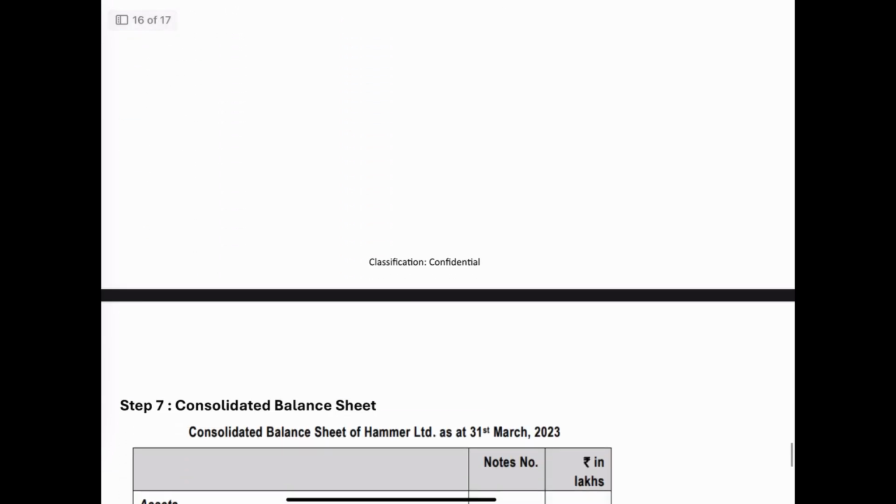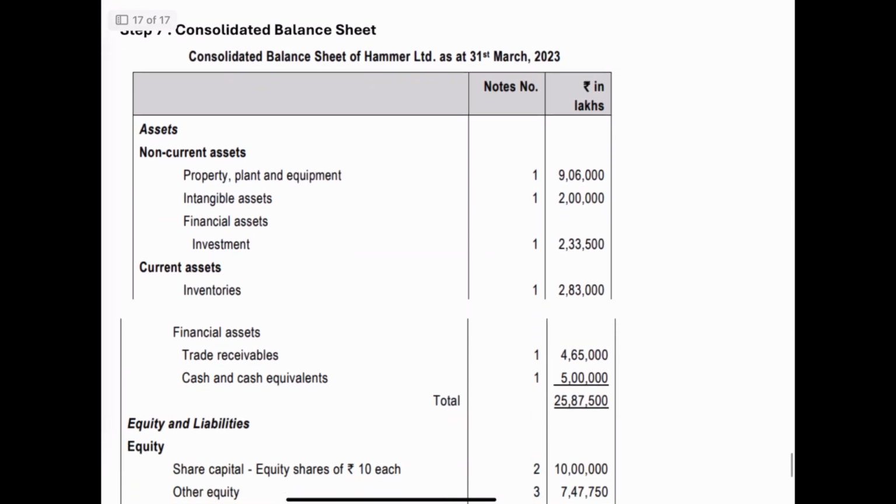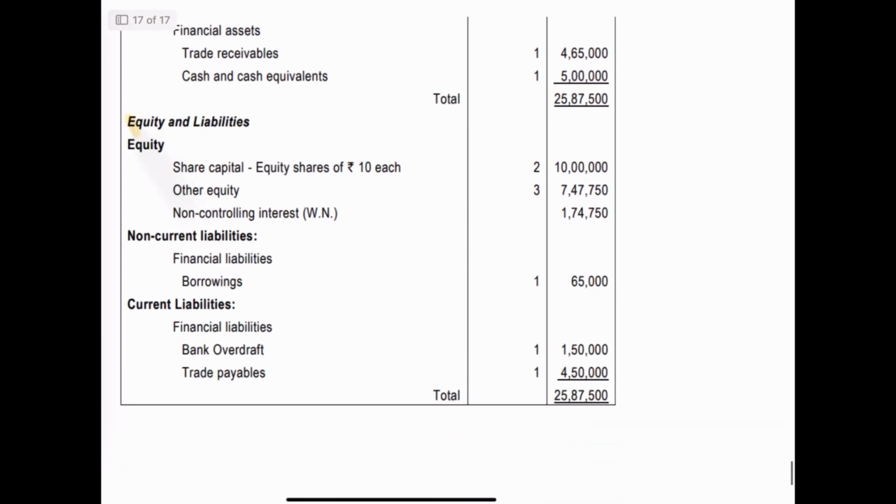Done. With this, all the steps have been completed, and now we have to prepare the consolidated balance sheet. Please ensure you follow the Schedule 3 format. This is the consolidated balance sheet of Amber Limited as of 31st March 23. In the assets you show the non-current assets and current assets separately, and in the liabilities you show the equity, non-current liability, and then current liability separately.